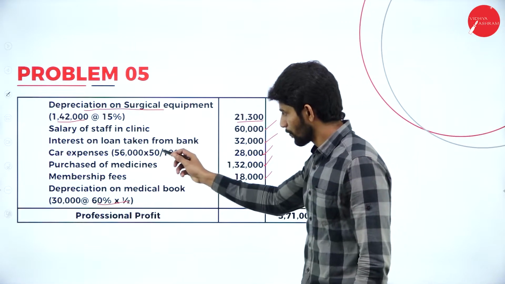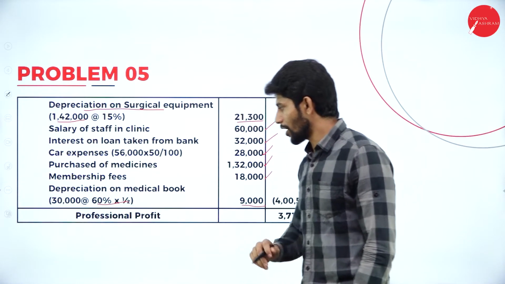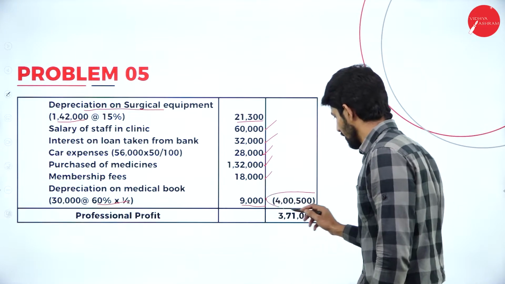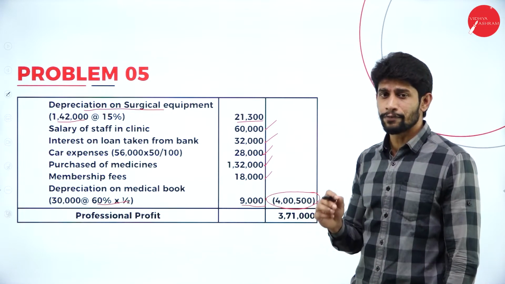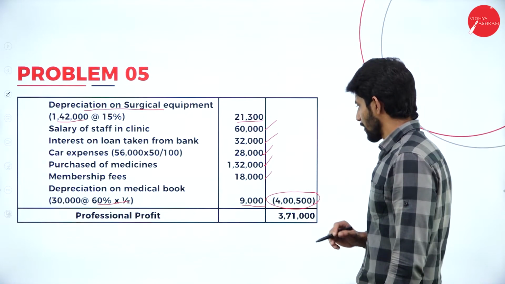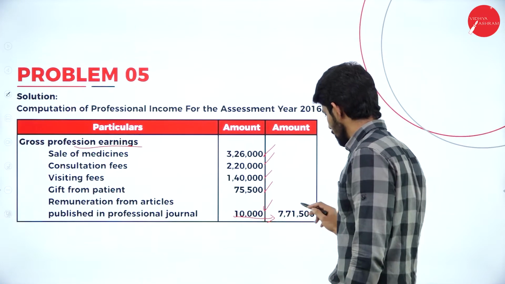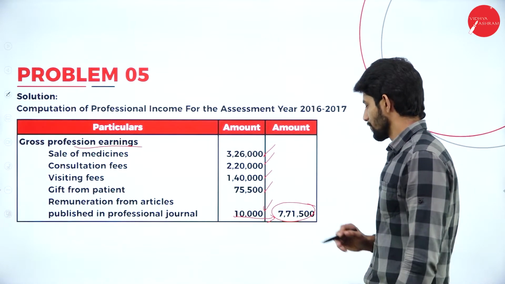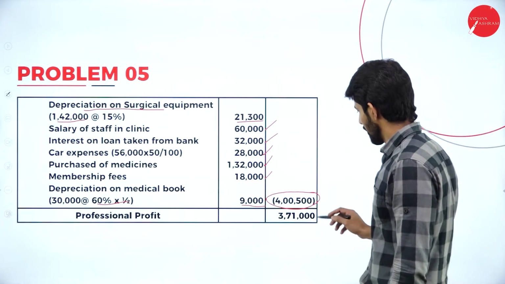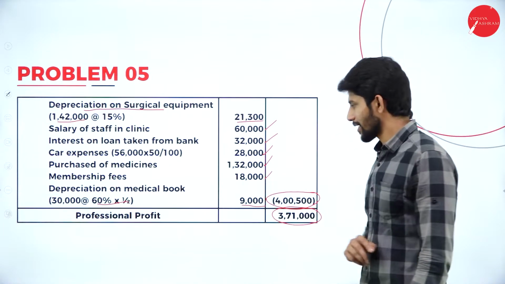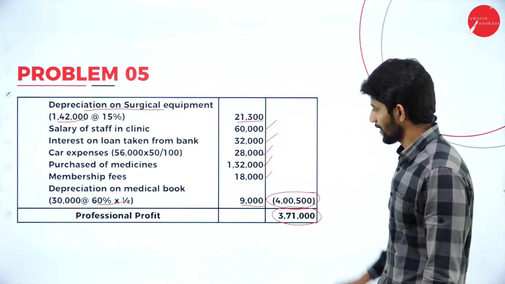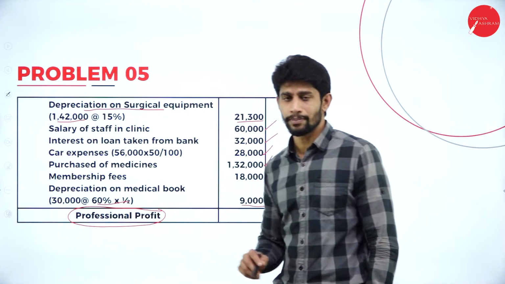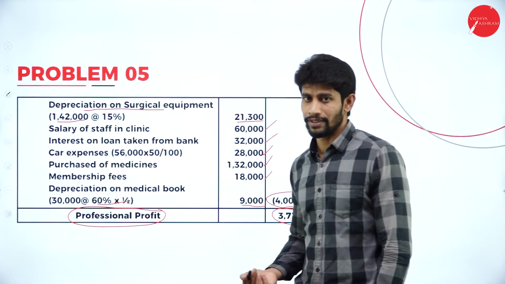That is why we are taking 50% on car expenses and 50% on medical books. So, total expenditure you will get is 4,500,000. Deduct 4,500,000 from this 7,71,500. You will get a balance of 3,71,000. This 3,71,000 is what we call professional profit, or income from profession.